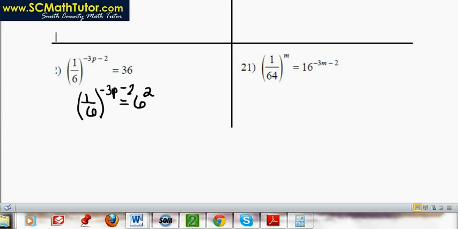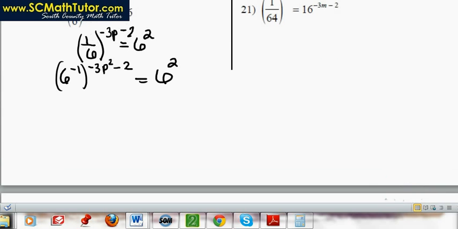1/6. You know that a negative changes position, so this could be 6 to the negative 1, and you have to write all the other chunk that comes with it. So this is 6 to the negative 1. Copy down the rest of the stuff that comes with it: 3p squared minus 2 equals 6 squared. Okay, so now we have the same base. All you need to do now is just simplify.